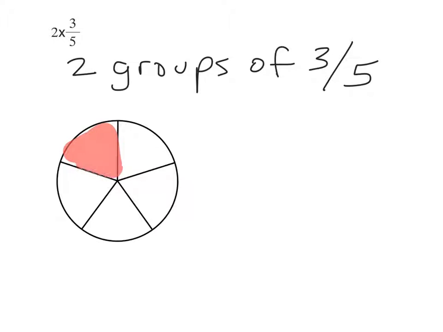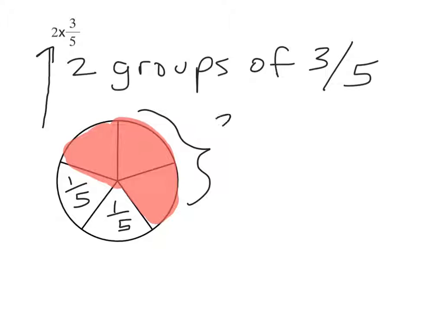So here's 1/5, 2/5, 3/5. However, I need more than just one group of 3/5. My equation says I need 2 groups of 3/5. But my problem is I only have 2/5 left, 1/5 and 2/5. This is one group of 3/5, and I need another group of 3/5.